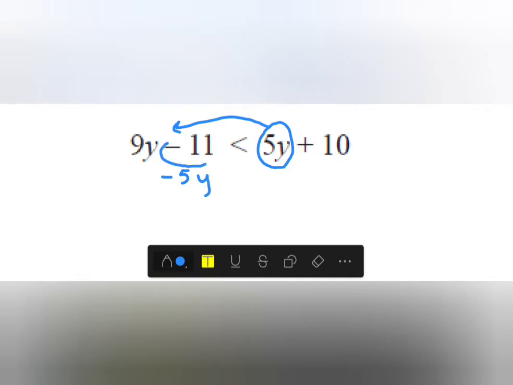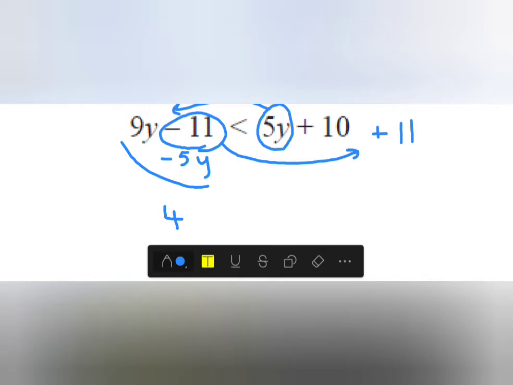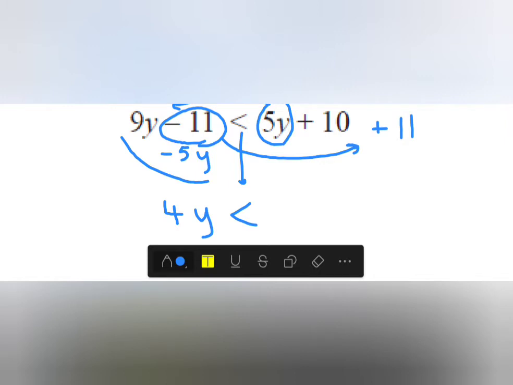And we're going to take the negative 11 to this side. It's going to be what? Very good, positive 11. Now, let's continue answering the question. 9y minus 5y equals what? Very good, 4y. And then we put the sign, which is smaller than, and then 10 plus 11 equals, very good, equals 21.